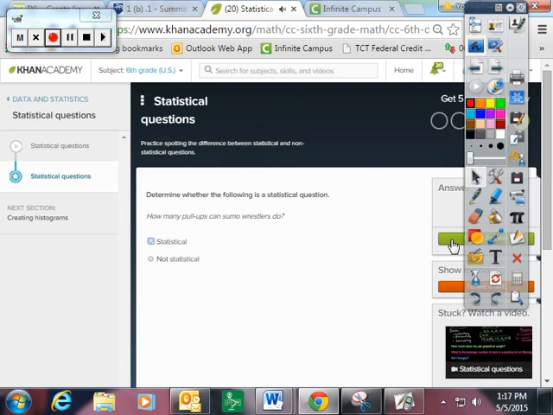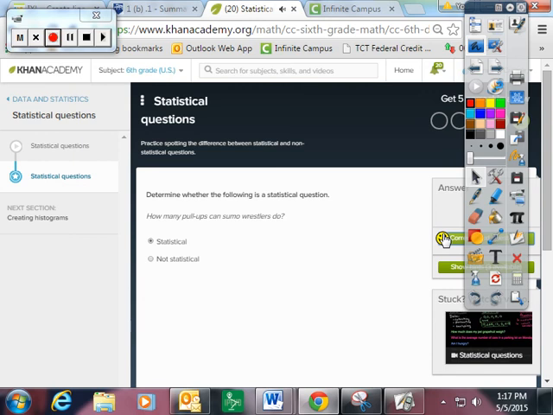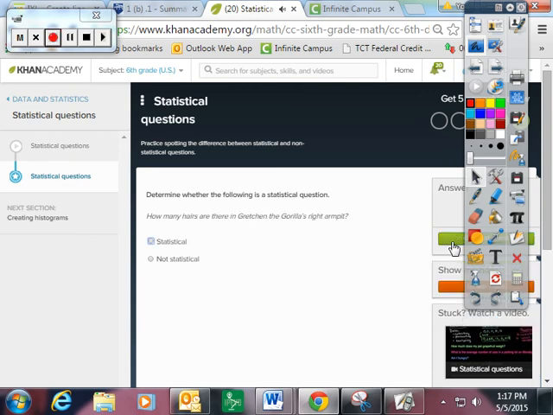How many pull-ups can sumo wrestlers do? Okay, well, there are probably tons of sumo wrestlers. You would have to do some sort of survey question and do some data analysis. So I'm going to say that's statistical. You would need to do a graph. You could definitely graph that.